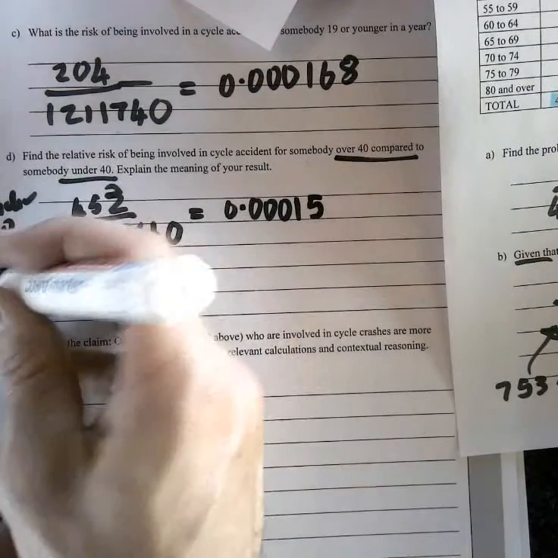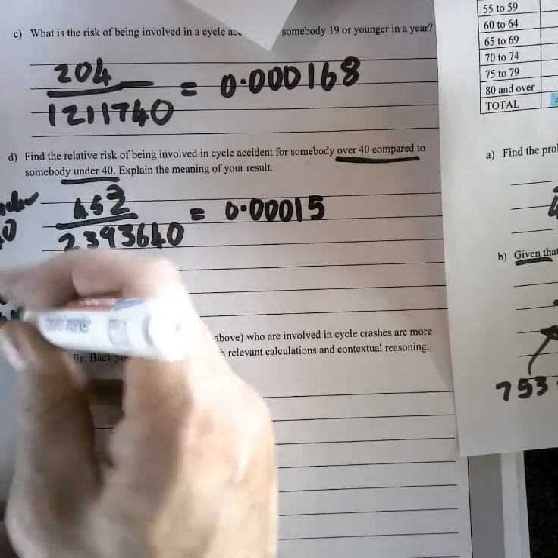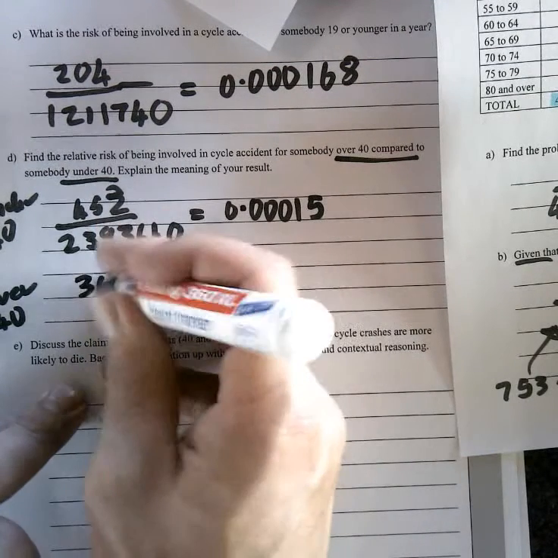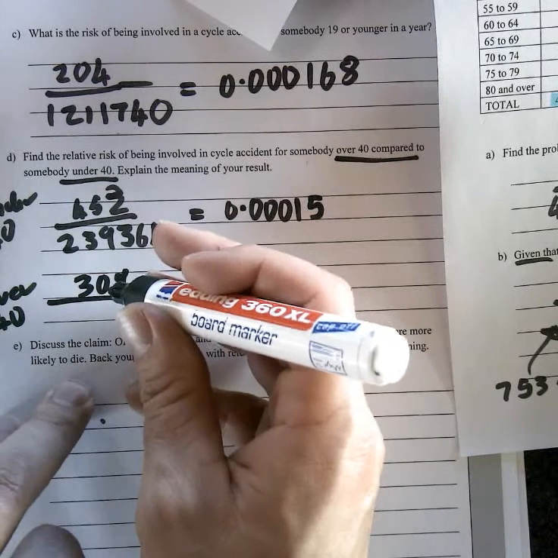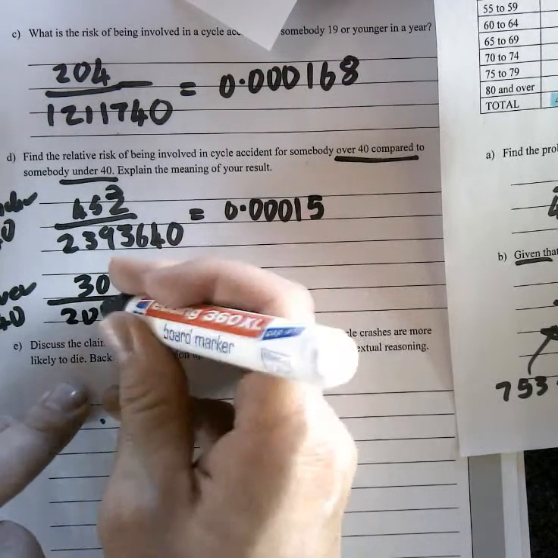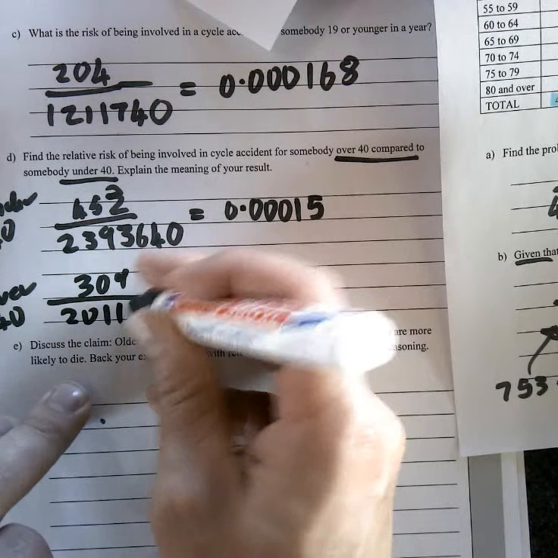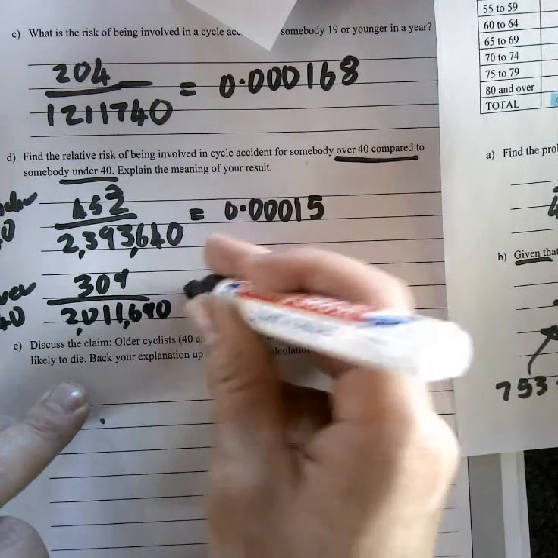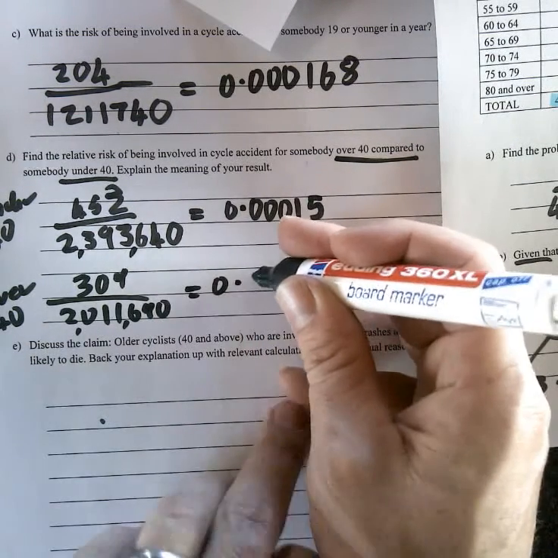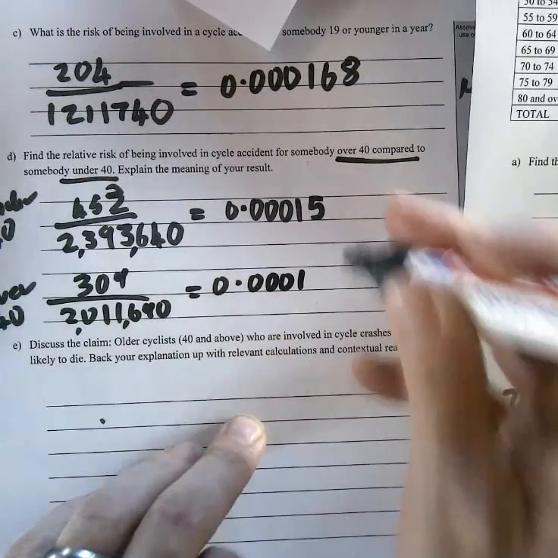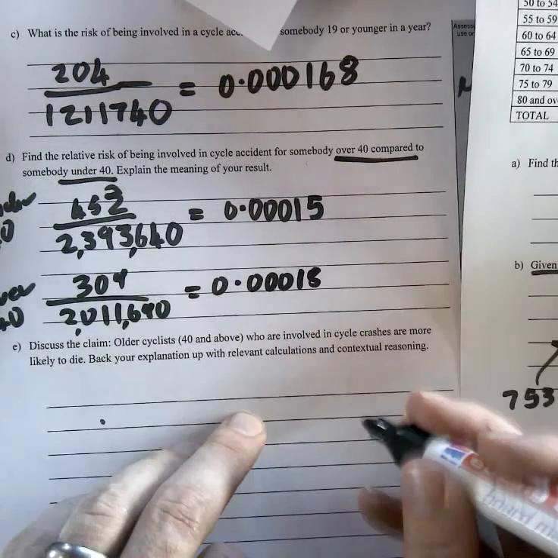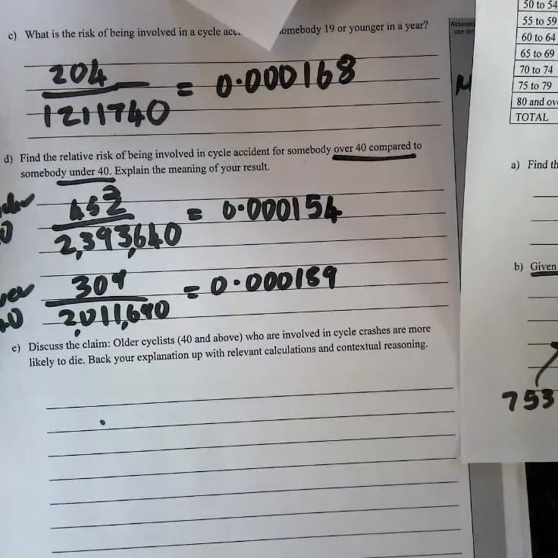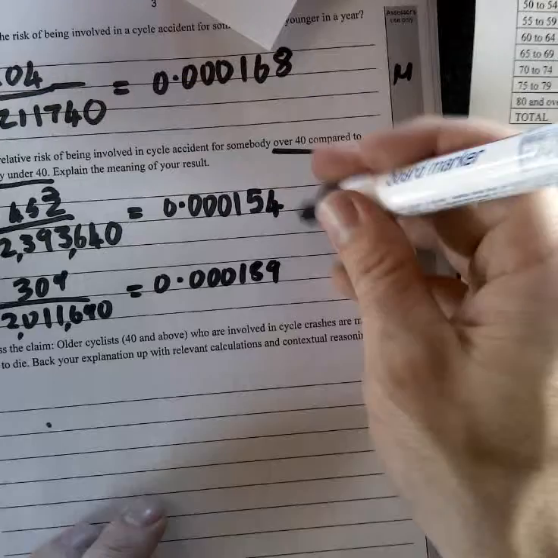For the people over 40, I'm using up way too much room here. For people over 40, there's 309 people involved in crashes, and there's a bit over 2 million people involved in that category too. 2,011,690. And that number comes out as 0.000189. All right, so those are your risks calculated. If you did those, you got an A mark.